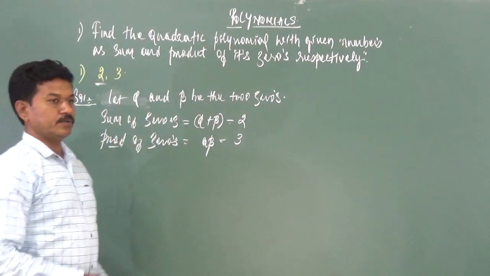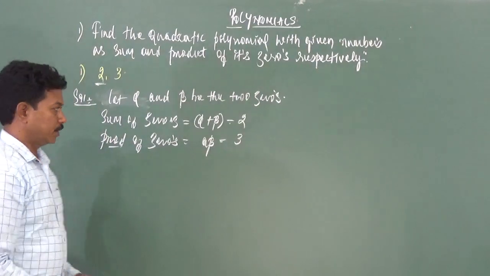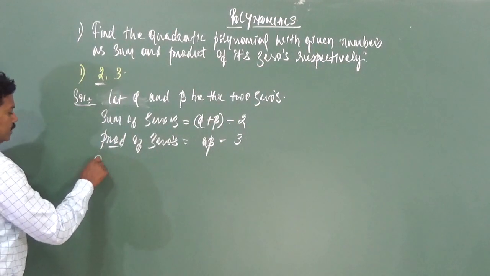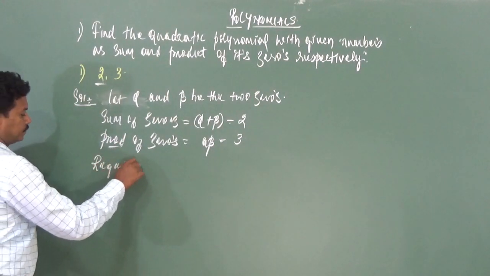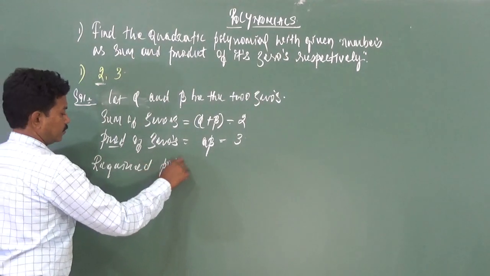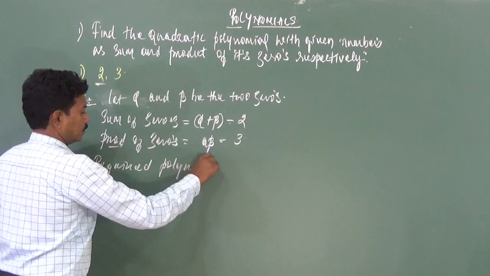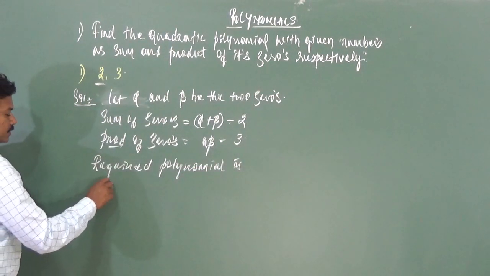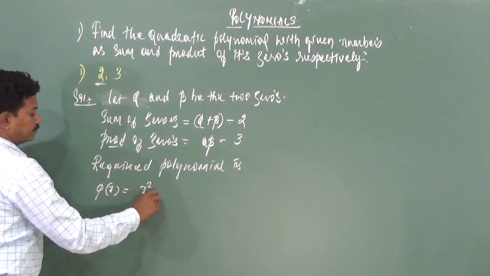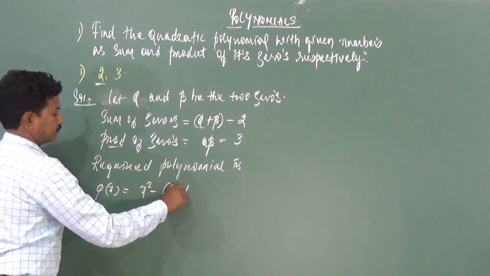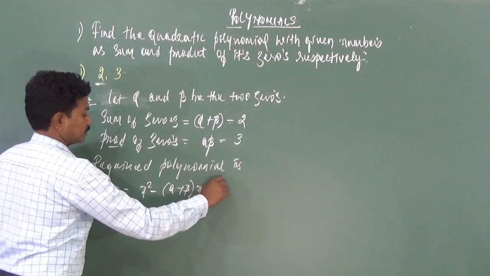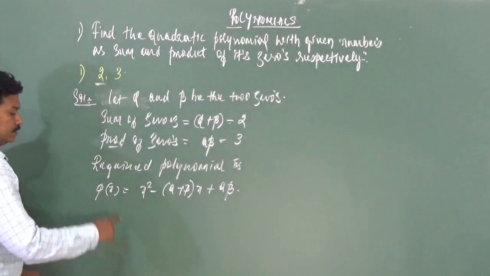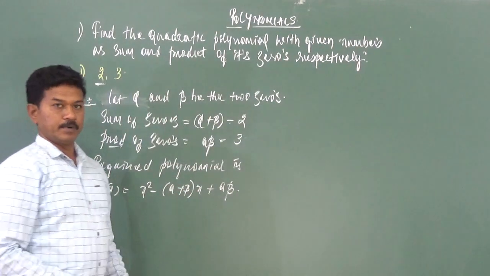So using these two, we have to find out the required polynomial. The required polynomial is given by p of x equals x squared minus (alpha plus beta) x plus alpha beta. So this is the standard form of the required polynomial.